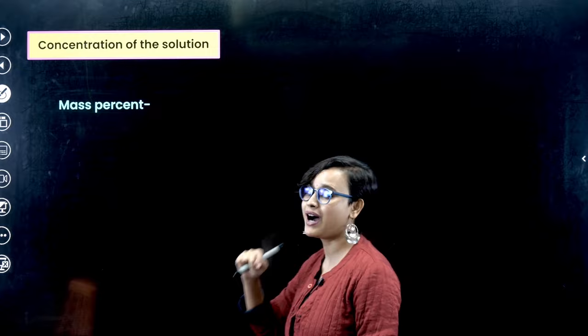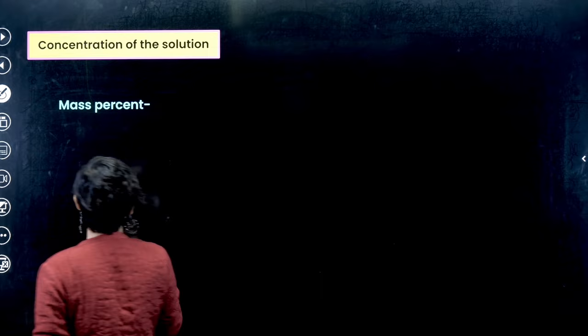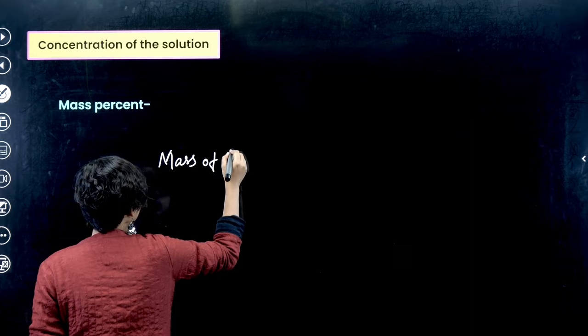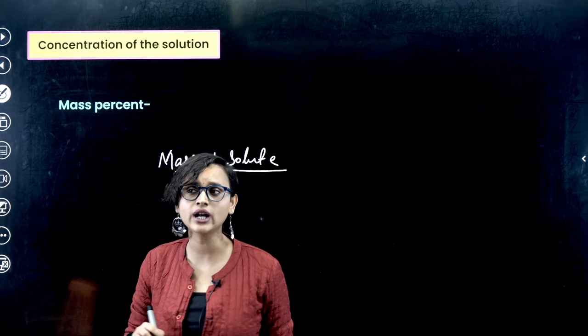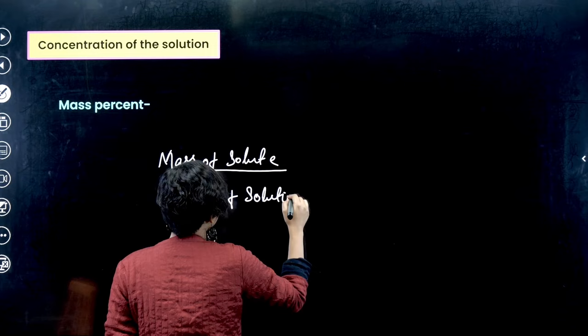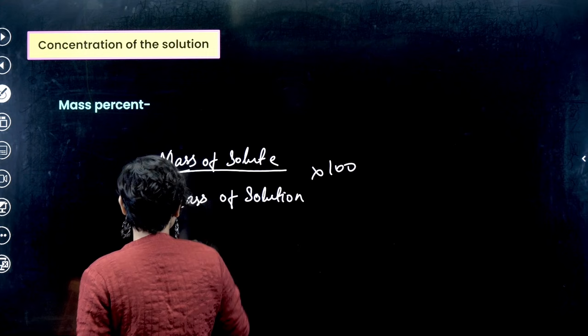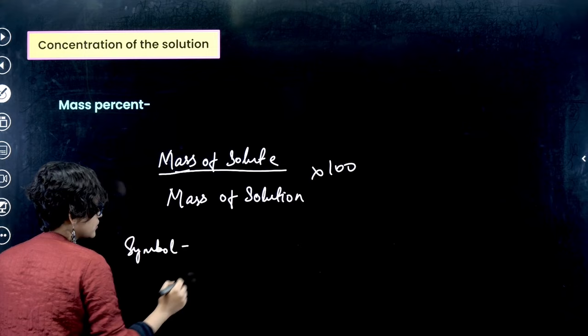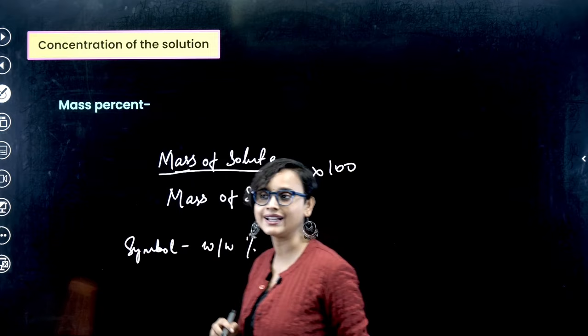What is mass percent? How do we write mass percent? Basically, you write it as mass of solute divided by mass of solution multiplied with 100. See, mass percent, right? So you will write this. Now, what is the symbol? The symbol, my dear student, is W by W percentage. Okay, that's how you write it.